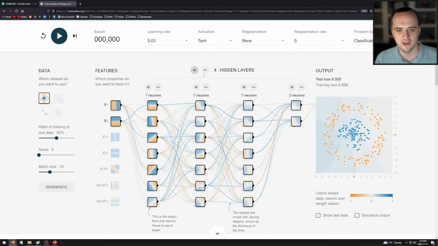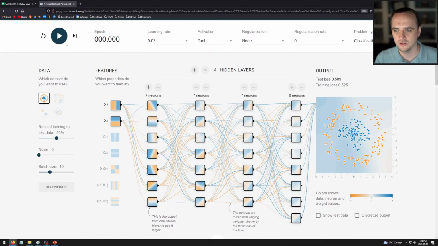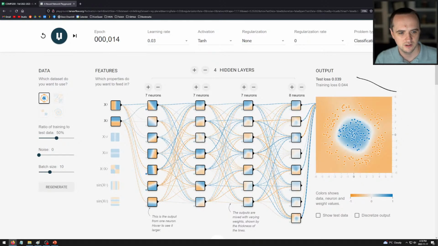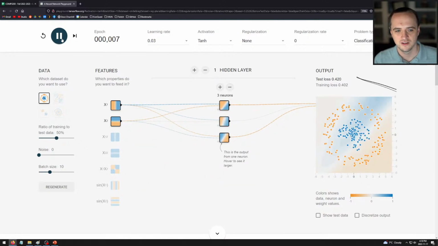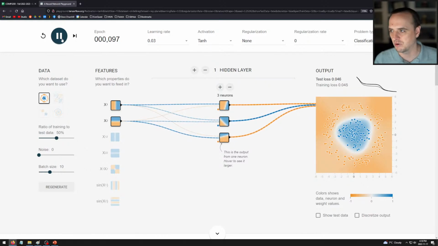Let me see if I can do that in a better way here. So let's try and train this. Okay, it did it pretty fast because it's doing a lot of iterations per second, but trust me when I say that this takes a lot less time in practice to train than the one with a bunch of hidden layers, right? So that's what we're doing here.